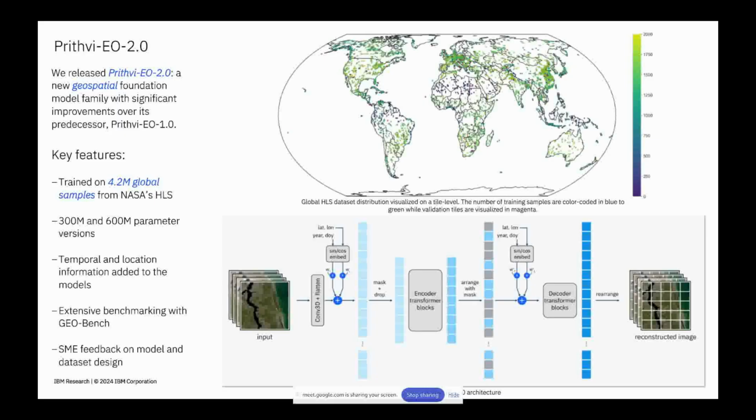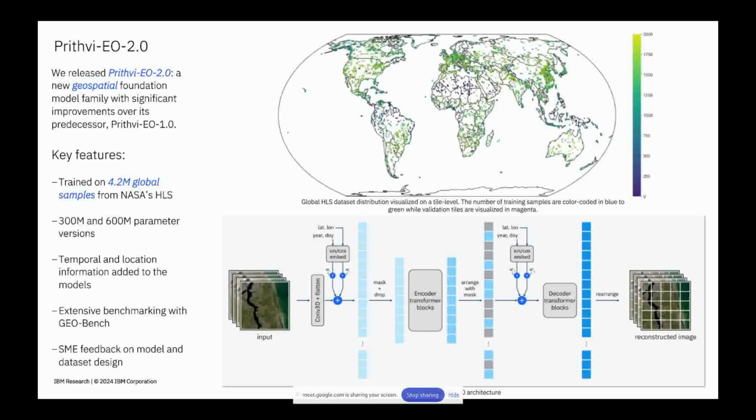We are also partnering with NASA. NASA is one of our primary partners here. We have two models in the EO 2.0 space which are open source, the 300 and the 600 million parameter versions, and they perform differently. We will see that in a second. We also added temporal and location information to the models. So we not only show the model the image without giving it a clue where and when this image has been taken. We add this information as auxiliary information which the model can digest.